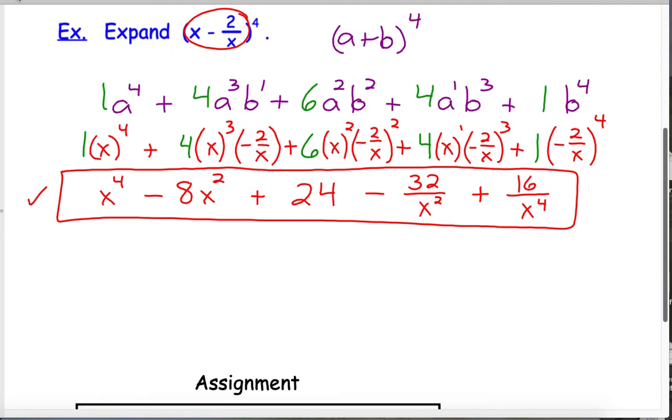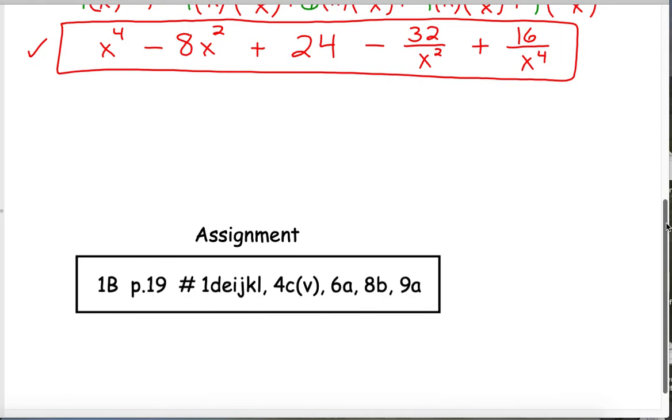So for your assignment, I'd like you to go to page 19, section 1B. You're doing problem number 1, parts D, E, I, J, K, and L. For number 4, 4 has parts, I think, A, B, C, D, and then they have some Roman numerals within each part. So for number 4, I just want you to do problem C, part 5, Roman numeral V, 5. And then 6A, 8B, and 9A.